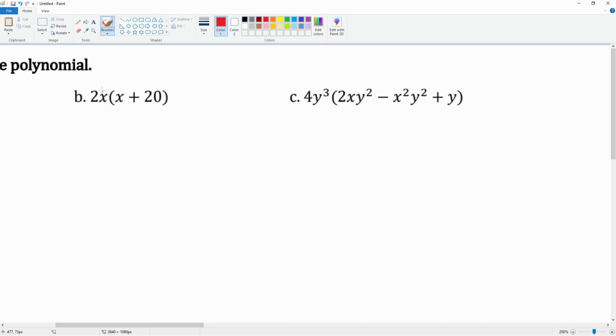Next I have the 2x. I'm going to distribute the 2x times the x becomes 2x squared. And then I have the 2x times the 20, that becomes 40x.